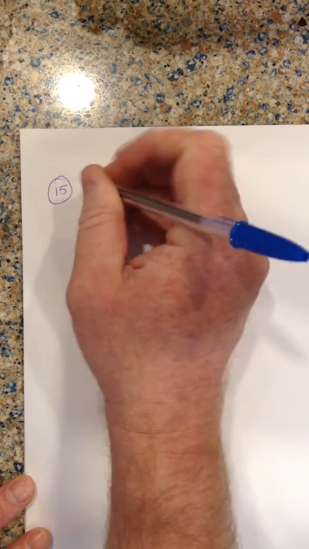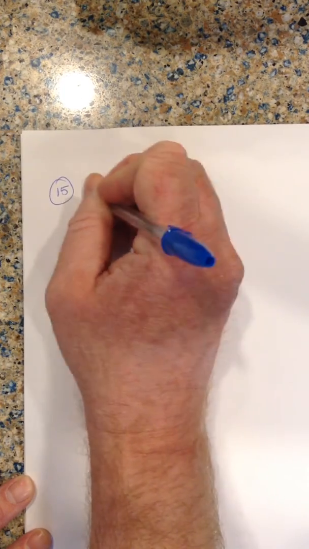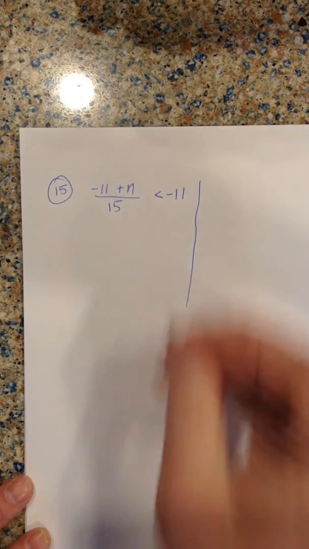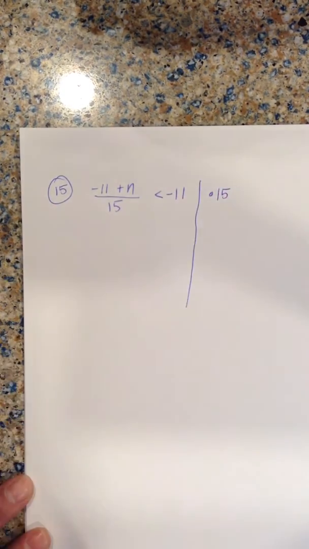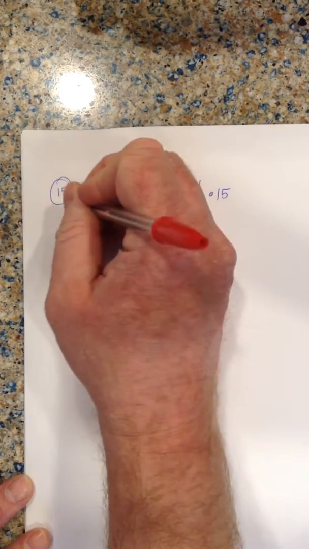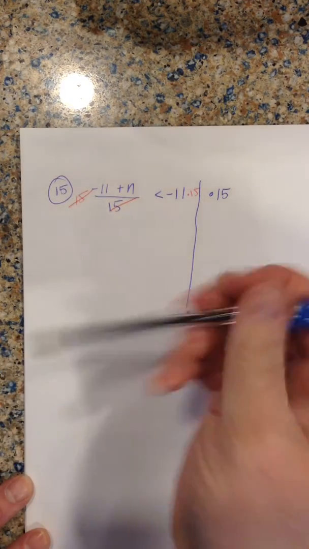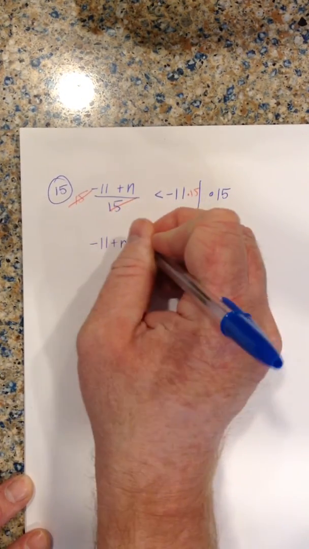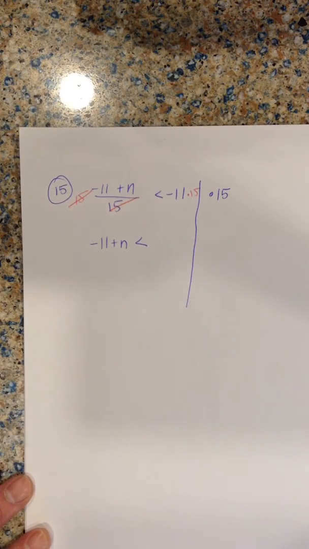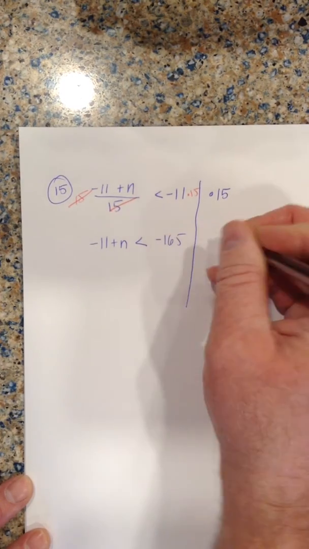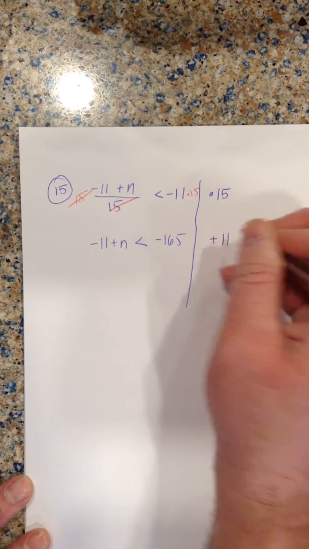So, let's look at a couple more. Number 15 says -11 plus n all over 15 is less than -1. So the easiest first step is to multiply by 15 on both sides. That'll cancel that 15. So I have -11 plus n is less than -165. So now I'm going to add 11 to both sides.